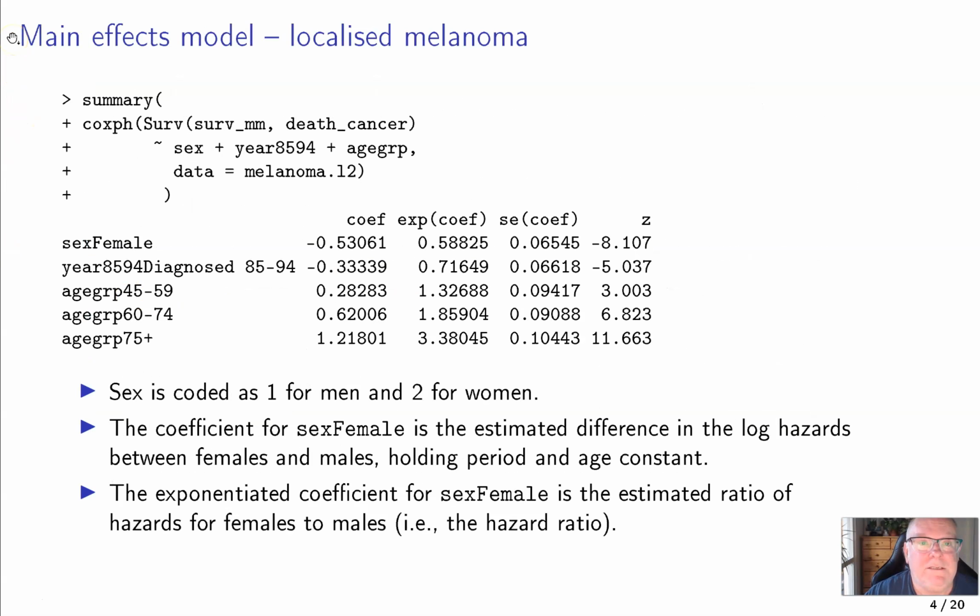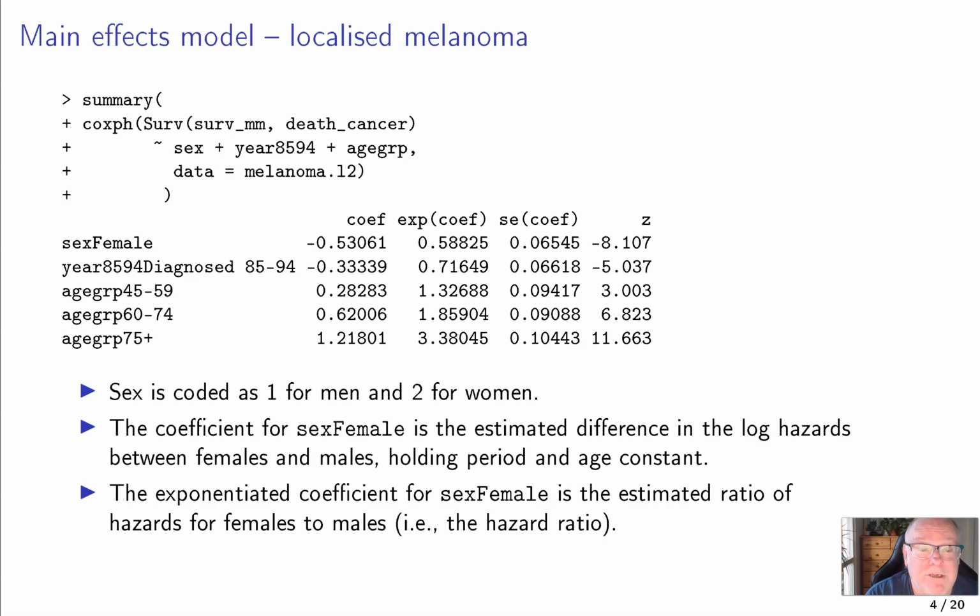Okay, so this is the main effects model. We're modeling the cancer-specific mortality as a function of sex, calendar period in two periods, 1985 to 1994, and then the earlier period is 1975 to 1984, and then age group, which is in 4 categories. So here are our parameter estimates, and we're going to focus on the parameter estimate for sex. Now, sex is coded as 1 for men and 2 for women.